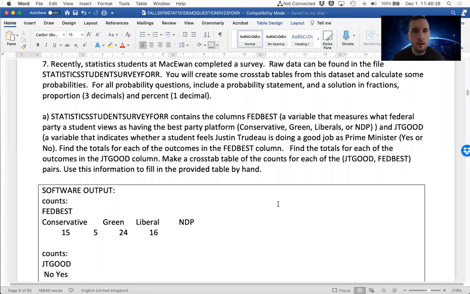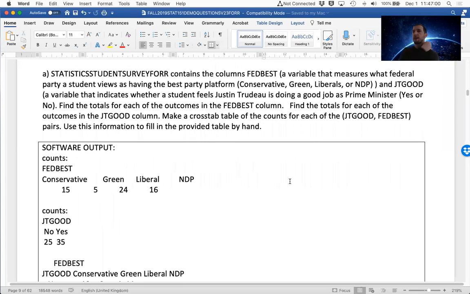So we have question 7 from the demo. Stat students at McEwen completed a survey. Raw data can be found in the file statistics student survey for R. You will create some crosstab tables from this data set and calculate some probabilities. For all probability questions, include a probability statement, a solution in fractions, proportion, and percent. Statistics student survey for R contains the columns Fed best, a variable that measures what federal party a student views as having the best party platform, and JT good, a variable that indicates whether a student feels Justin Trudeau is doing a good job as prime minister.